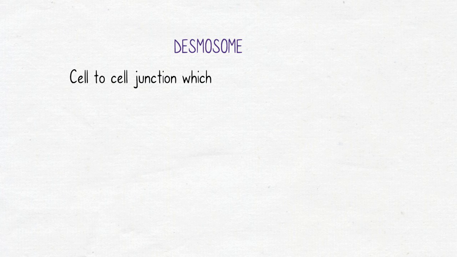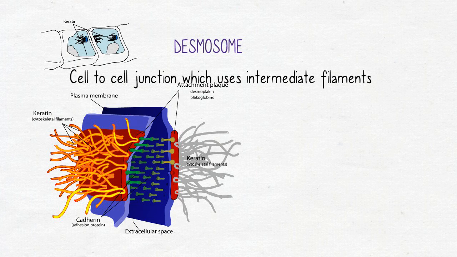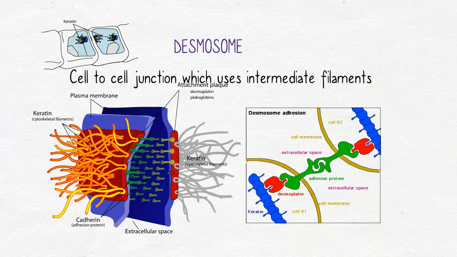The third is the desmosome. This is a cell-to-cell junction which uses the intermediate filaments. Here, the membranes of the adjacent cells are thickened and become spot-like patches. Then the intermediate filaments are attached to the thickened patches, and the transmembrane proteins involved here are the cadherins. The desmosomes are found in the epithelial linings of.